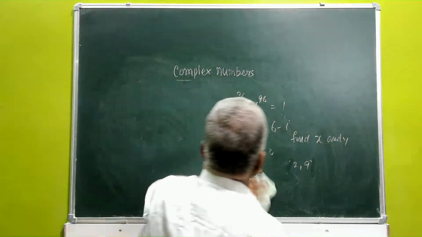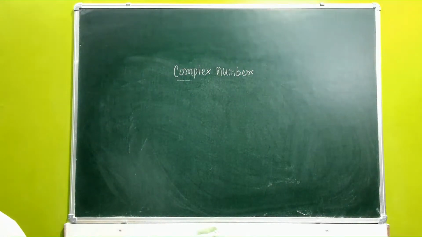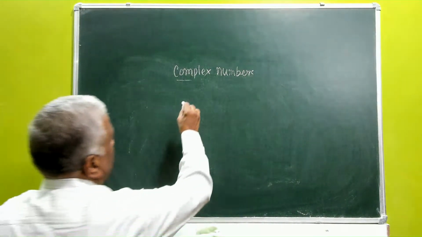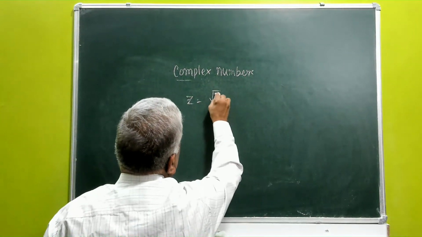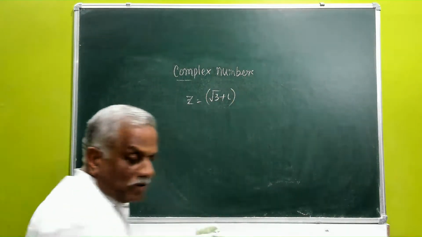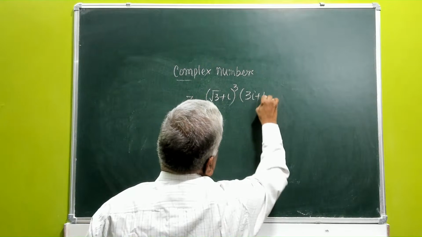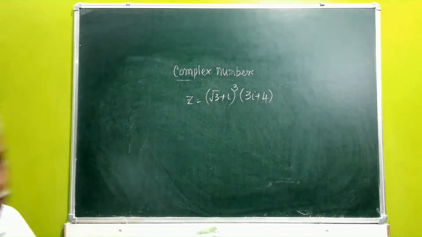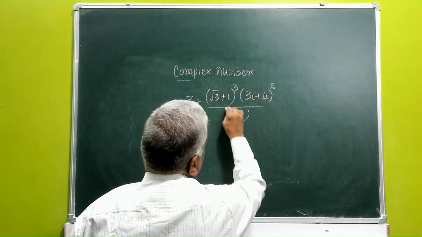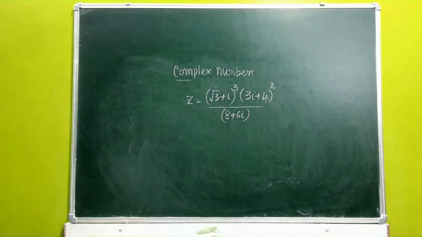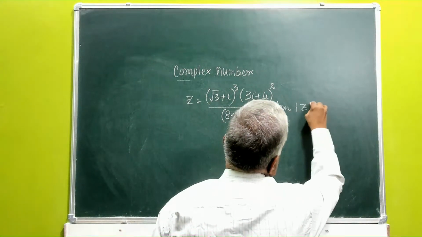A few more problems of CET which will work. One of the problem of CET is: Z equals (√3 plus i) to the power of 3 into (3i plus 4) to the power of 2, divided by (8 plus 6i) whole square. Then what is mod Z?